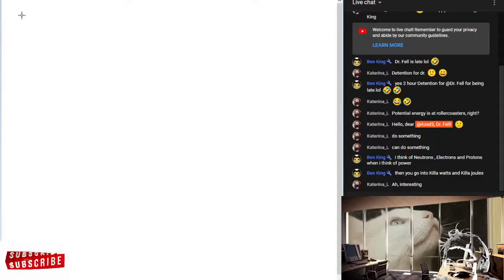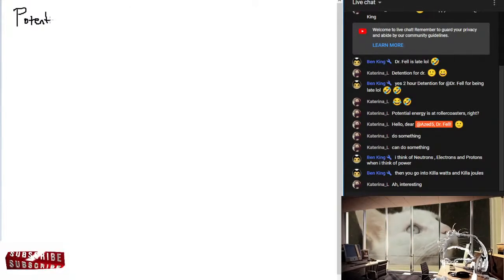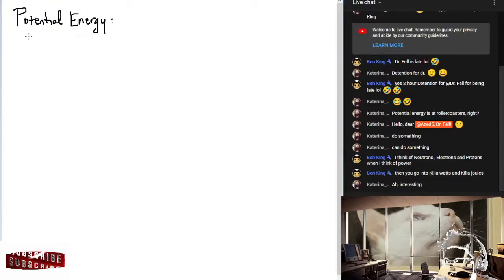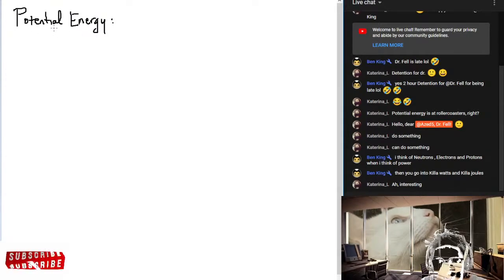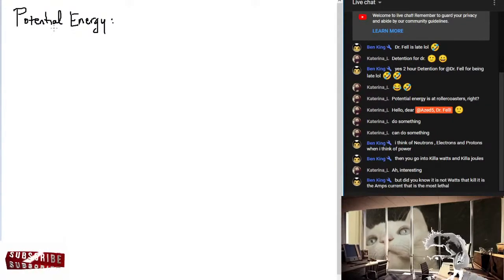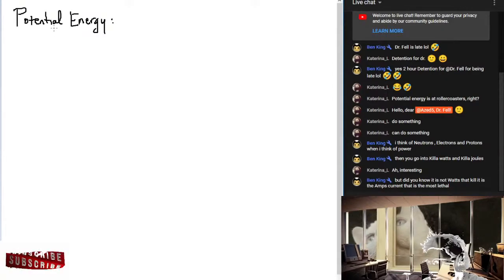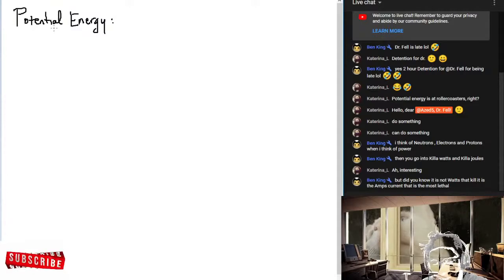So let's talk about potential energy. Potential means that there's something that can be done from it. Yes, that's right, Ben. The amps is the amount of electric charge, coulombs per second.